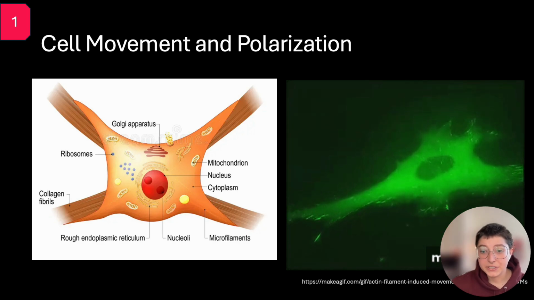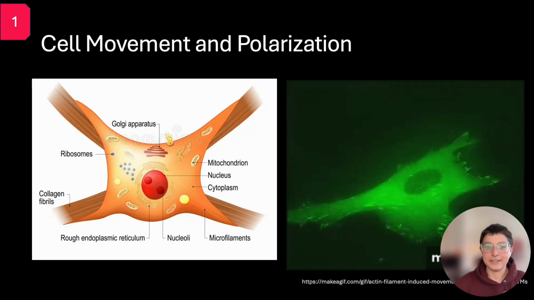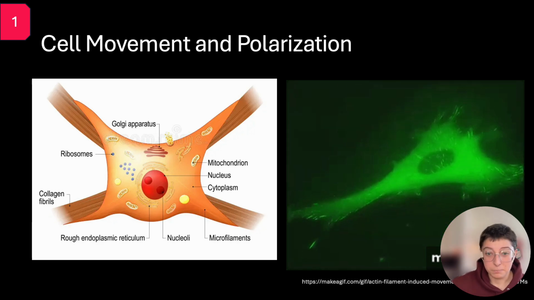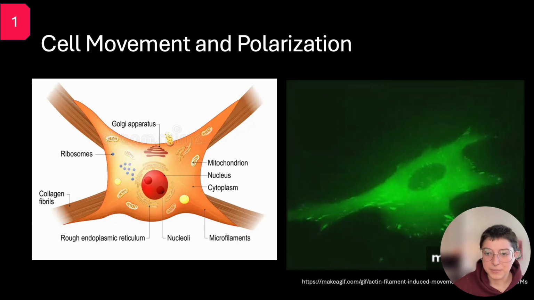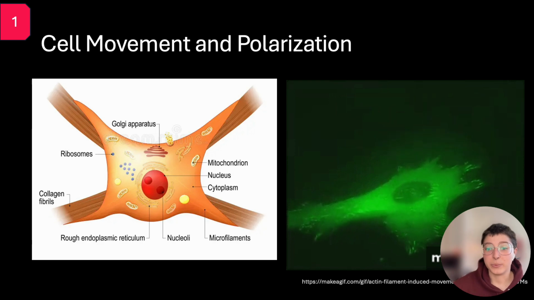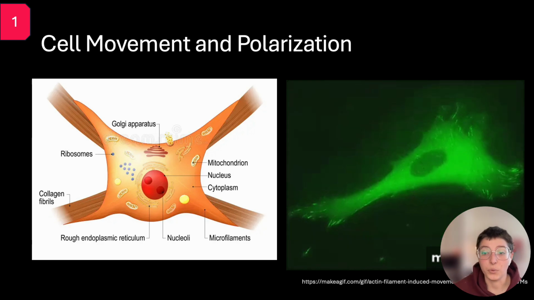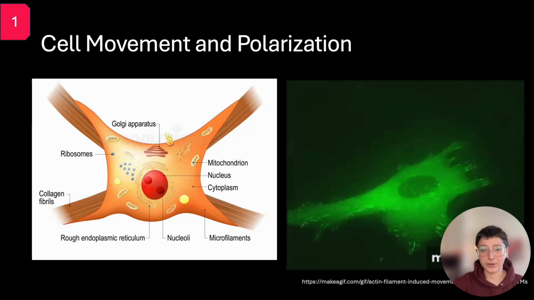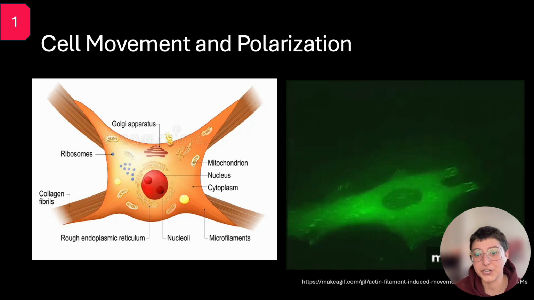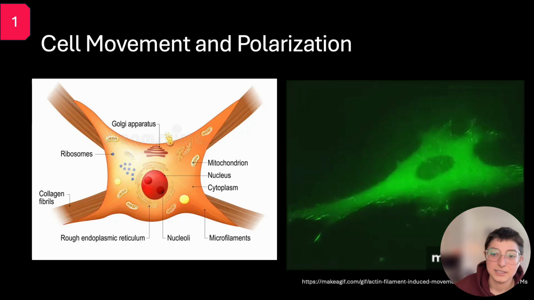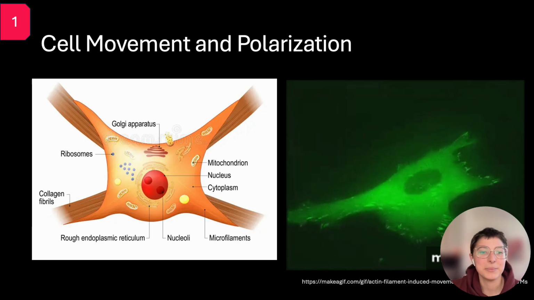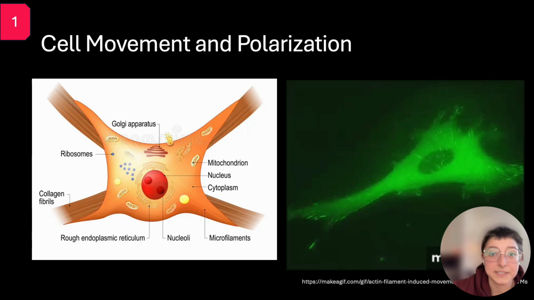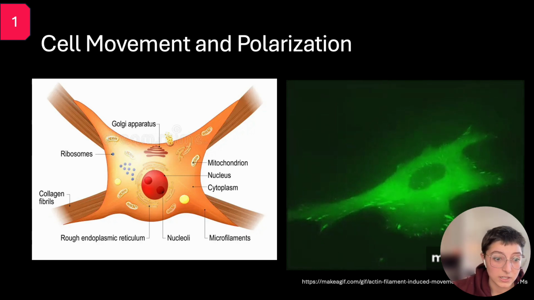Impaired cell migration, like say the cell is not polarized, it can't move, and impaired cell migration contributes to complications such as poor wound healing, scarring, and inflammation. I'm going to put all the references in the description just so people can look them up.